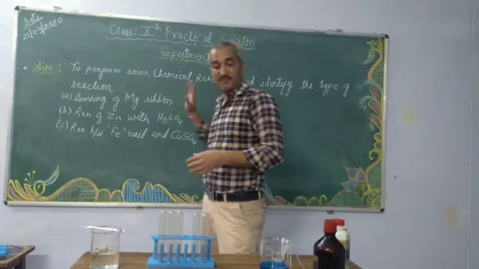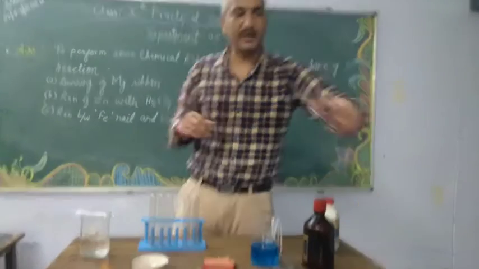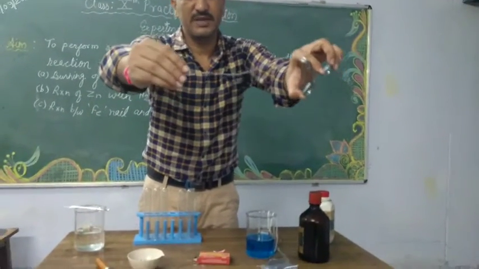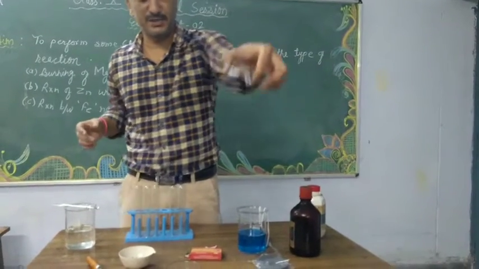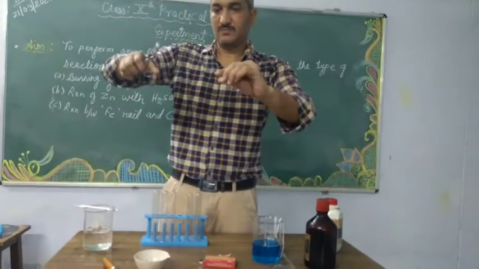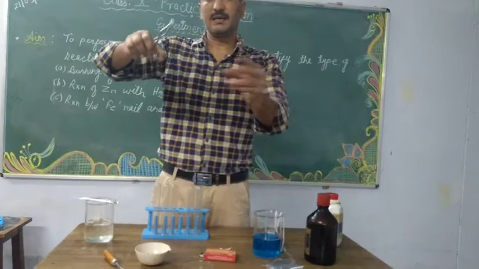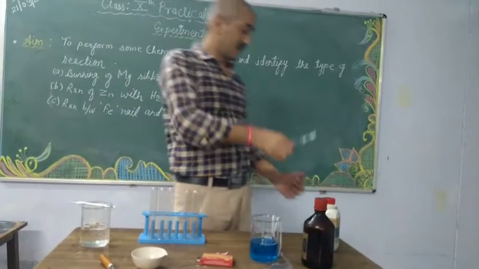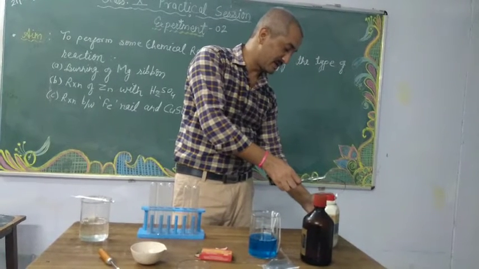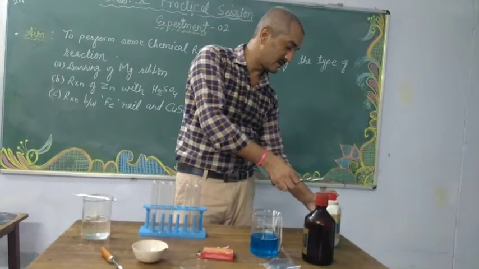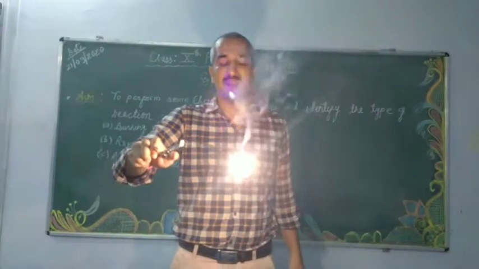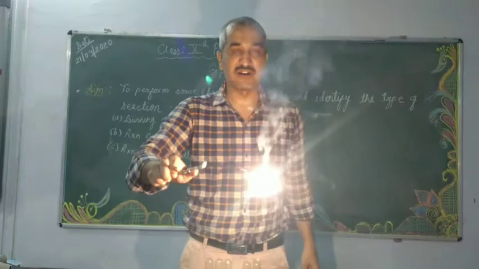First of all, burning of magnesium ribbon. I have already taken this strip of magnesium ribbon. I think you are able to watch this. It is clearly seen here. This is the strip of magnesium ribbon, and I am going to light it. And see, the special fire is there. It will take some time, and precaution is to be taken while lighting it. The magnesium ribbon burns with a dazzling white flame.